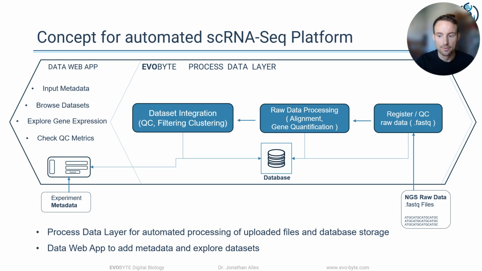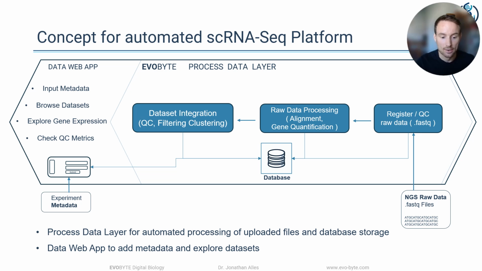So this is now an overview of a concept for the process data layer that incorporates all the requirements that we defined in the previous step when we looked at the actual laboratory process. And as we said, there are two types of inputs. So we have basically experimental metadata, which we need to ingest. For this, we use a web application. And second, we have basically the raw FASTQ files, which we need to upload into the process data layer that come from the next generation sequencing experiment.